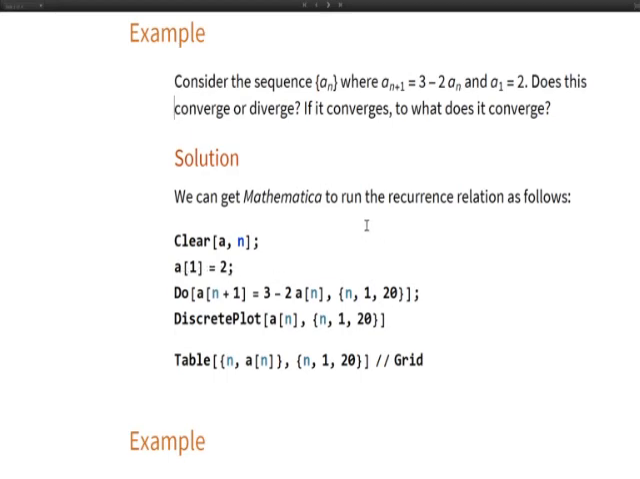And then I'm going to write a Do loop. So here we're saying, define a_{n+1} to be 3 minus 2a_n, where n goes from 1 to 20. So we already have a1. When we plug in n equals 1 here, we're going to say a2 is 3 minus 2a1. And this loop here will continue to define all your terms. And this actually defines you all the way up to a21, because we have this up to 20 here.